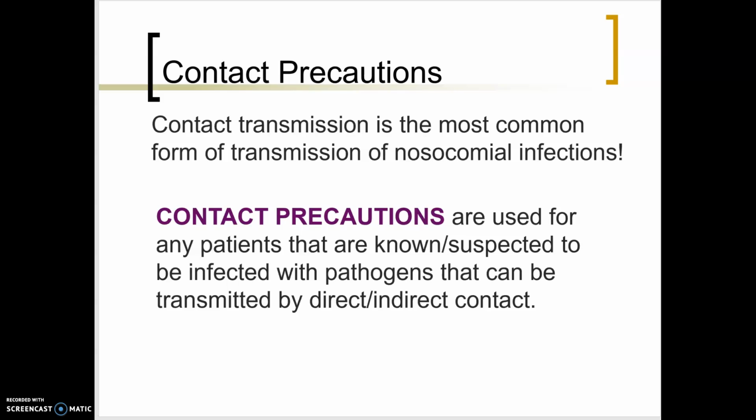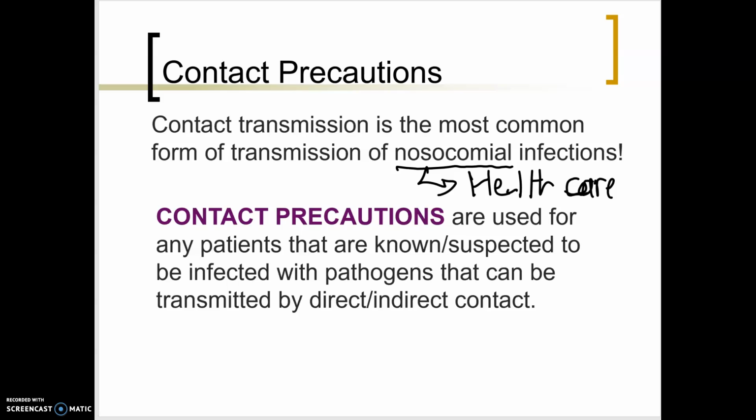For contact transmission, and this is the most common form, shaking hands, somebody who's infected touching a patient. Contact transmission is the most common form of transmission of all nosocomial infections. A nosocomial infection is an infection that you've obtained from a healthcare facility. So a nosocomial infection is something you get if you go to a hospital to get treated and you get a secondary infection from a healthcare center. We call it a nosocomial.